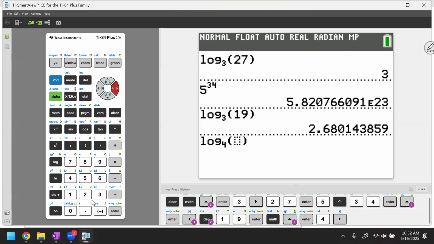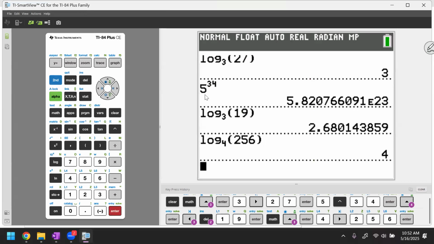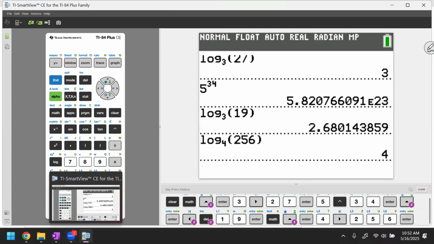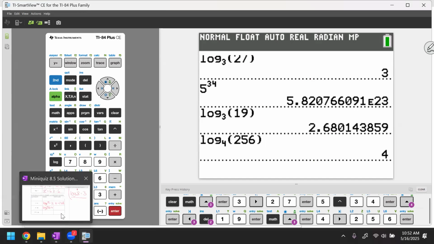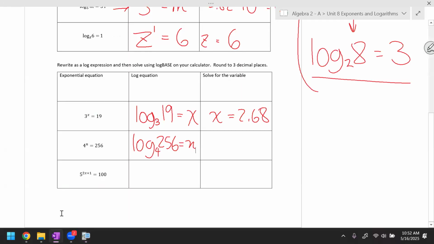For 256, throw that in 4. Makes sense because 4 to the power of 4 is 256. Not bad.